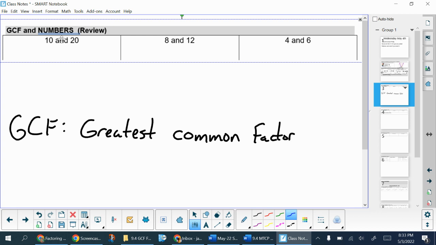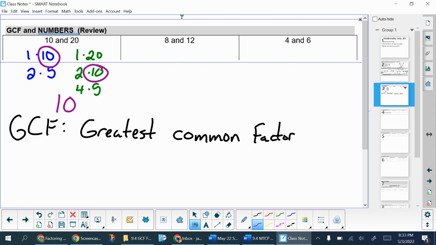So if I'm looking at these, 10 and 20, I'm going to start by listing the factors of 10. Factors of 10 are 1 times 10, 2 times 5. Those are my factors of 10. My factors of 20 would be 1 times 20, 2 times 10, and 4 times 5. Then I just look through and find, what's the biggest one that's in both? Well, 10 is the biggest one that's in both. So 10 is the GCF of those two numbers.